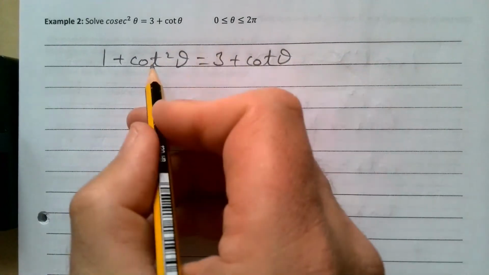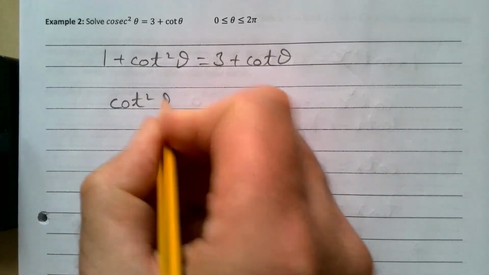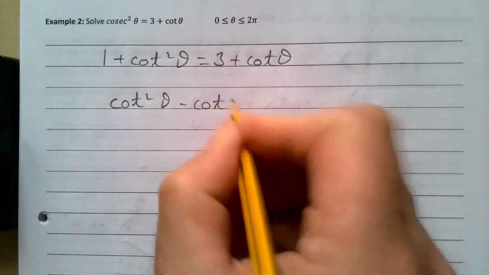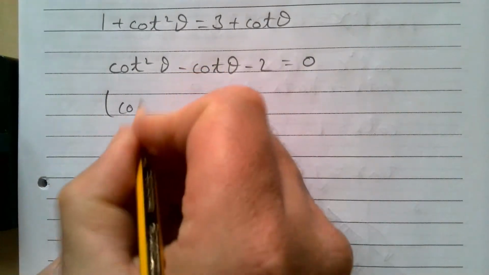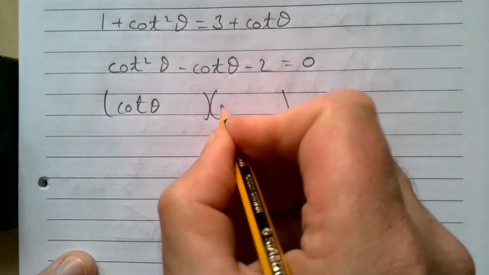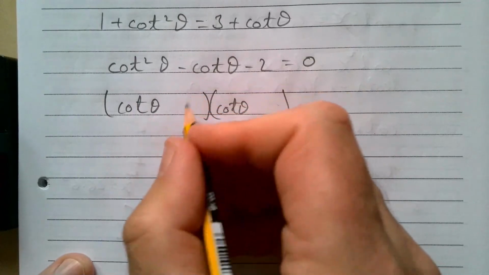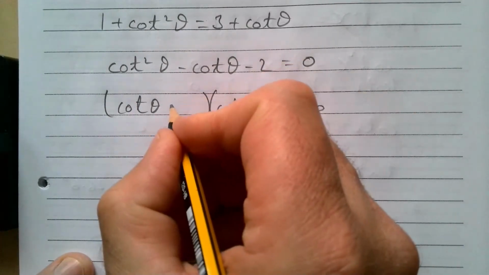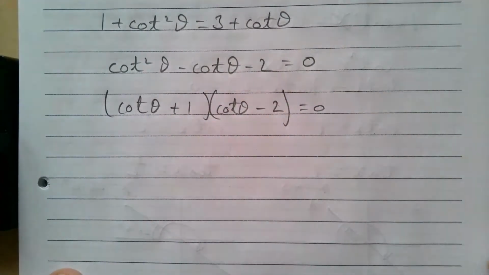Rearranging this, I would take everything over to one side. It's a quadratic with cot, so I would have cot squared theta minus cot theta minus 2 equals 0. Factorizing that, I'm going to have cot theta and cot theta. Again, as ever, some people might want to change this out for an x or a t. That's totally fine. But in this case we are going to have plus 1 and minus 2.